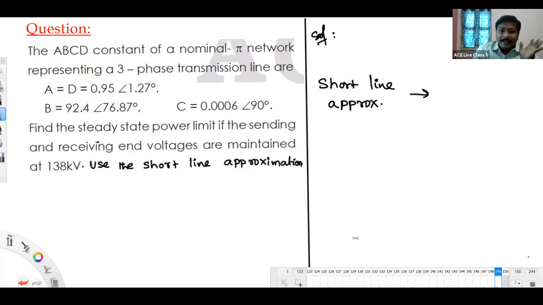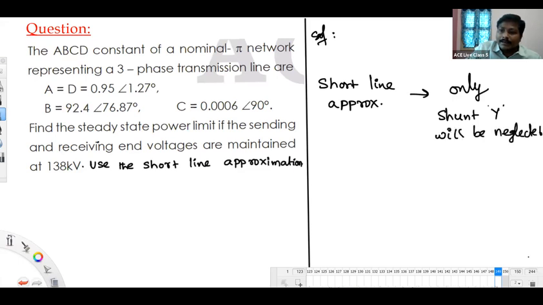Is it required to consider the series resistance in the calculation? Yes or no? Series resistance. Yes, definitely we should take the series resistance value. We should not neglect it. Okay, fine. Only shunt admittance will be neglected.